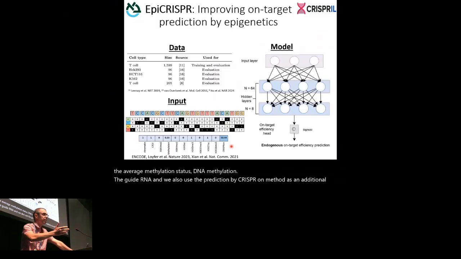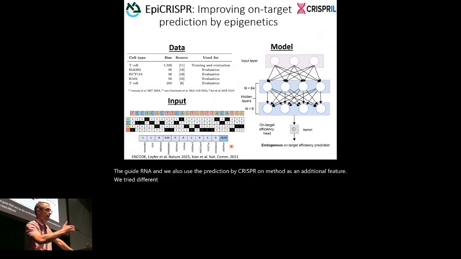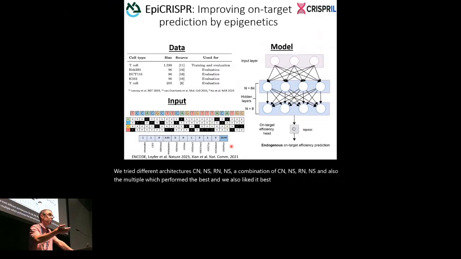We tried different architectures, CNNs, RNNs, a combination of CNNs and RNNs, and also the multilayer perceptron, which performed the best. And we also liked it best because it's the simplest and has the fewest parameters, so it has the advantage of reduced overfitting risk.